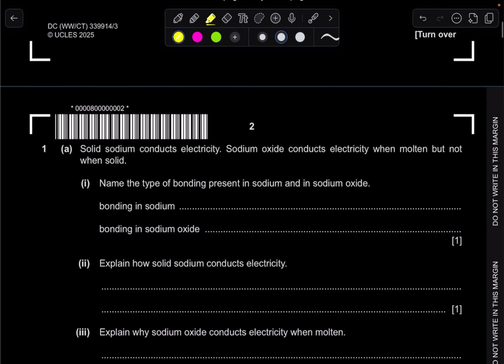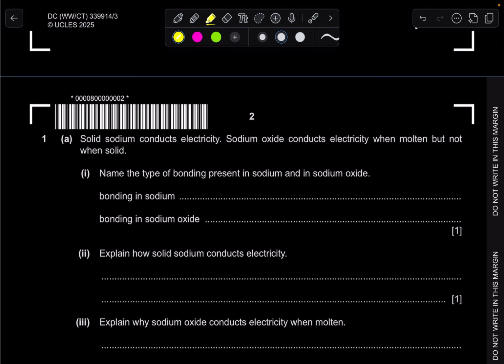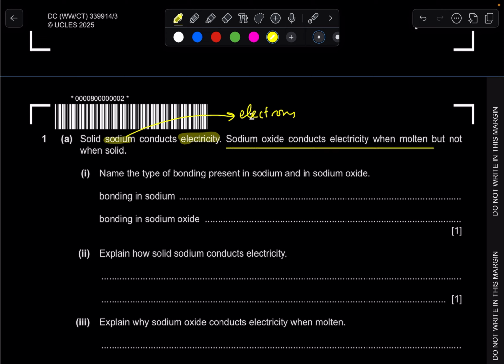So let's get going. Solid sodium conducts electricity. We know because solid sodium is a metal, and metals conduct electricity because of the electrons present in the metal. Okay, sodium oxide conducts electricity when molten but not when solid.